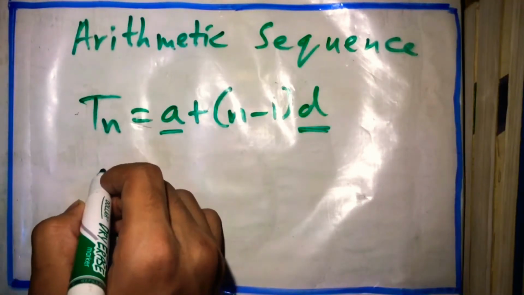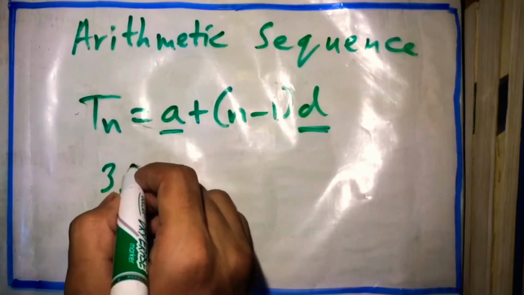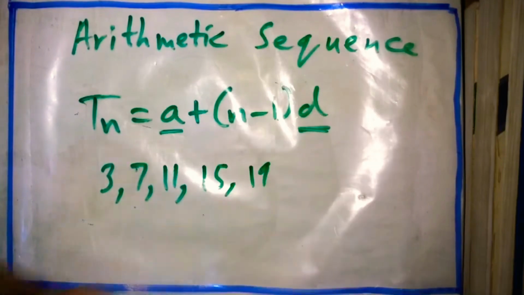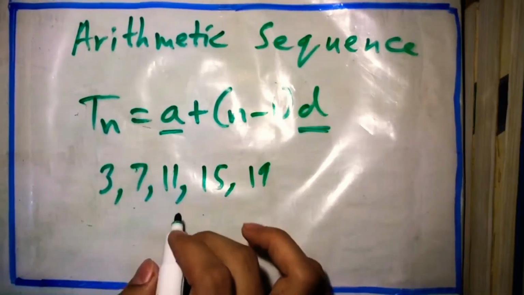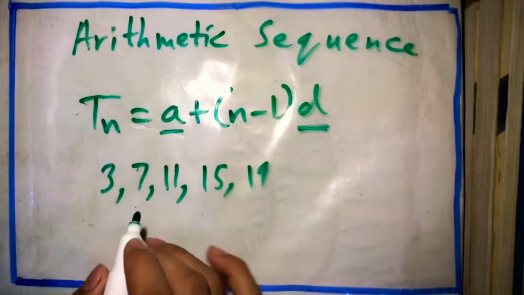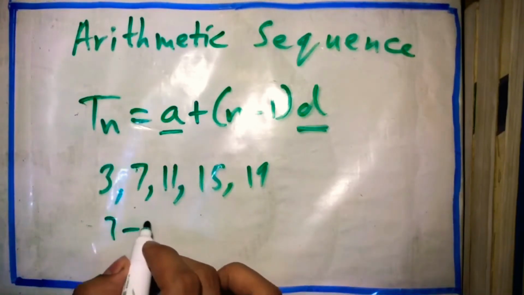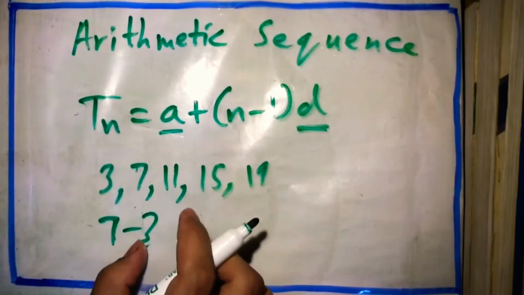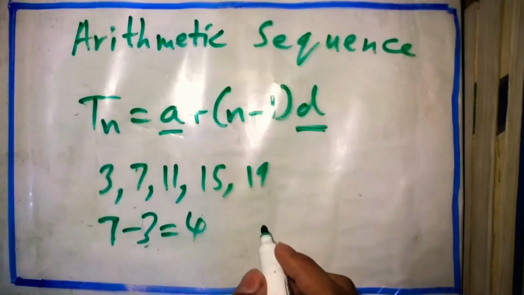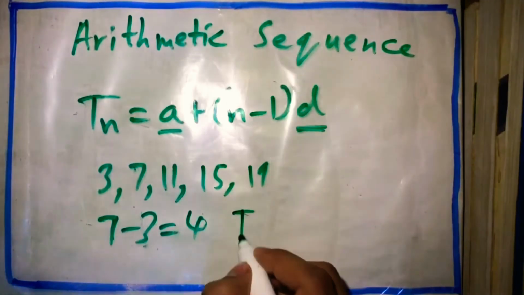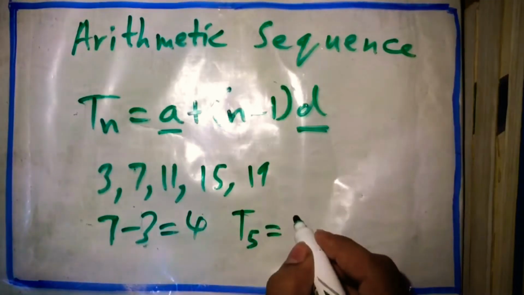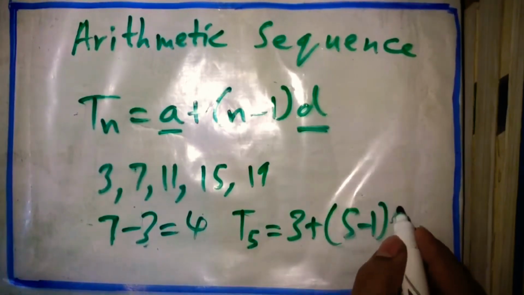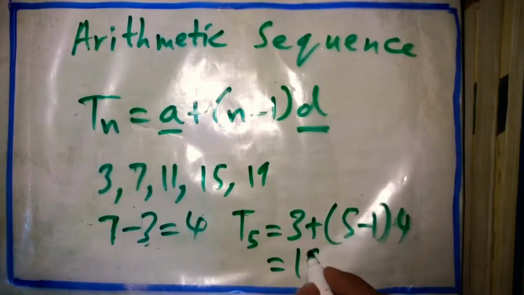So for example, if 3, 7, 11, 15, 19 is an arithmetic sequence, the common difference here is found by 7 minus 3, subtracting a term from the next term. This will be 4. To find, for example, the fifth term, t5 equals a, which is 3, plus (n, which is 5, minus 1), times d, which is 4. So this would be 19.